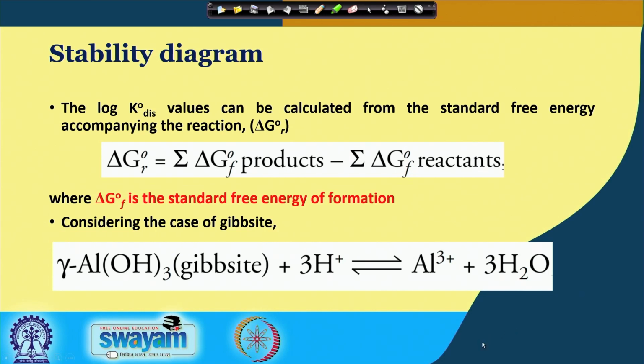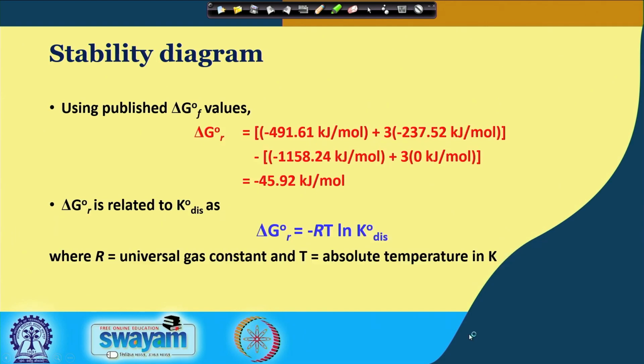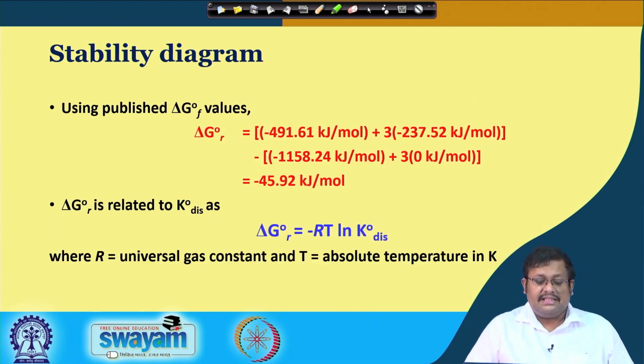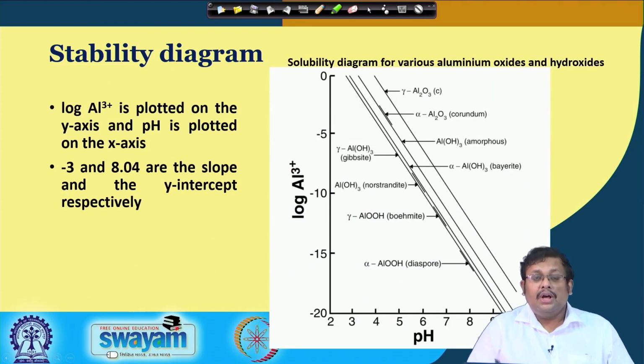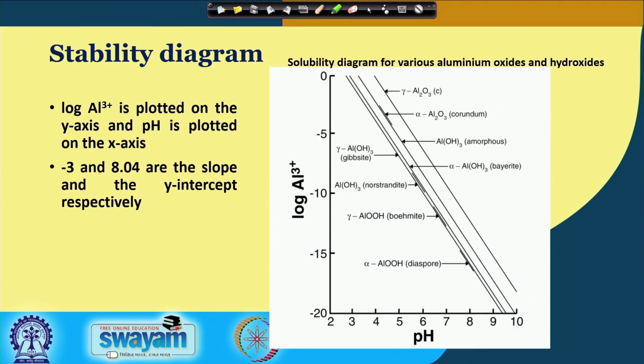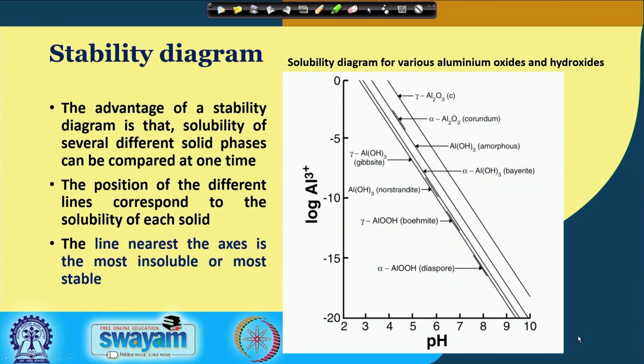And from there, considering the reaction of gibbsite with the proton, how we can calculate this delta G0 R, and from there how we can get the stability diagram. Remember, the stability diagram is based on log of aluminum on the y axis, whereas pH is on the x axis. And then I showed you how this stability diagram can be made for different aluminum and iron oxides or hydroxides, and how we can differentiate their solubility based on this stability diagram.